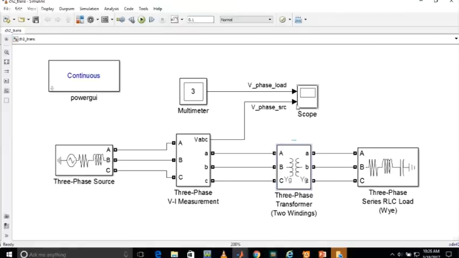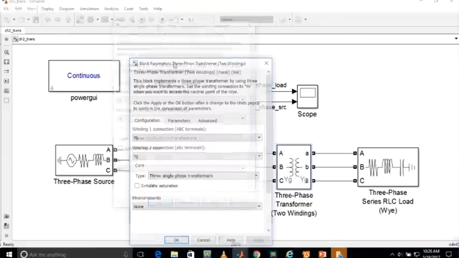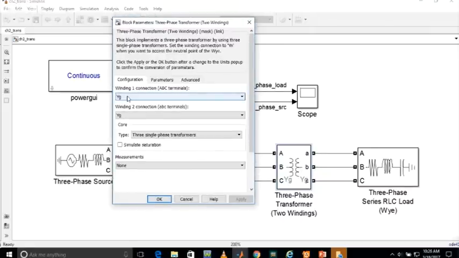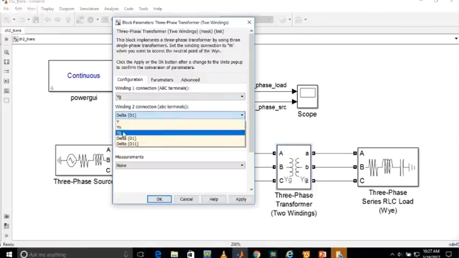So if we run this program again, first of all, what we have to do here is double click it. If you want to make a phase shifted type, there is no phase shift right now because both the windings are of star type. But if you want to make a phase shift, we make the second winding as delta 1 or delta 11. It will provide the phase shift, 30 degree lag or 30 degree lead. In the configuration parameter, there is only D1 and D11.